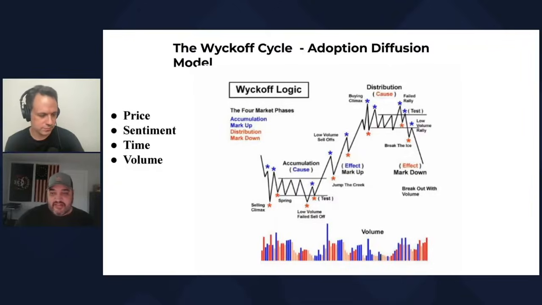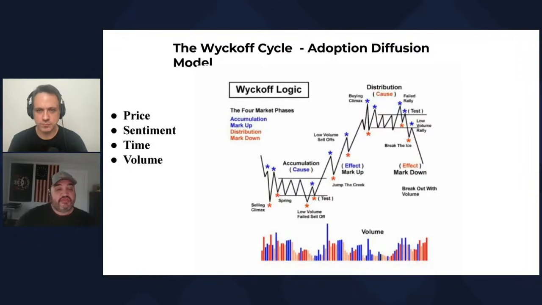This is just a snapshot here of the Wyckoff logic, right? You have price, sentiment, time, and volume all working together to accumulate, to mark up, to distribute, and mark down, right? So what does that mean? It means that we recognize the different phases of the market and the different phases of whatever instrument we're trading to determine when you're going to go from an accumulation phase into a markup phase.